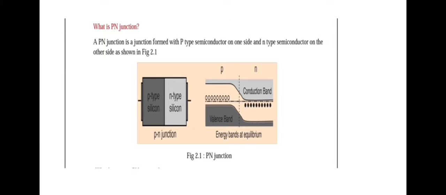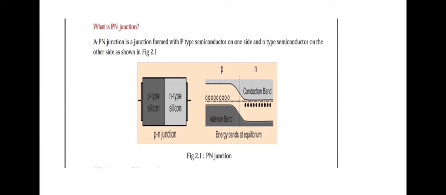So what is a PN junction? You have studied this in your lower semesters. When joining a p-type semiconductor and an n-type semiconductor together, we get a PN junction. PN junctions are used in many applications like diodes, rectifiers, voltage multipliers, varactors or variable capacitors, and many other diodes.